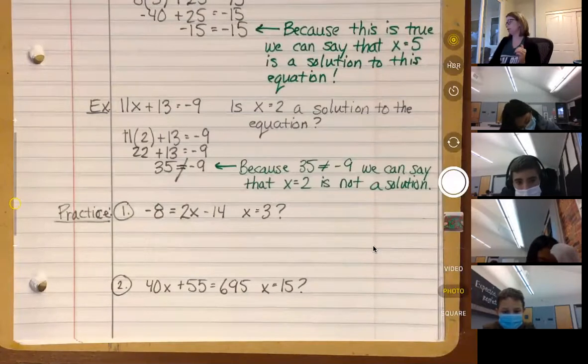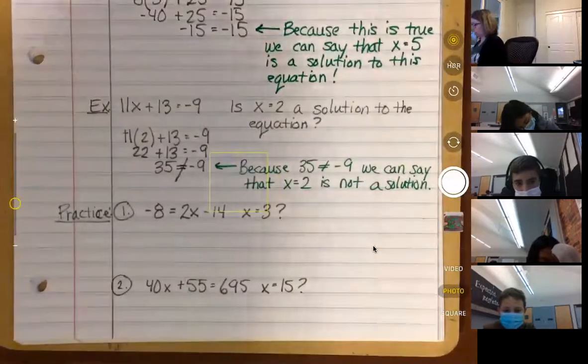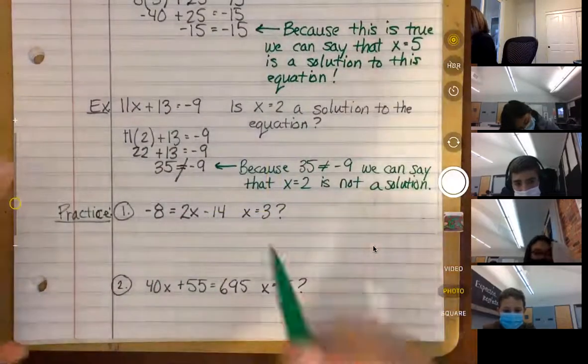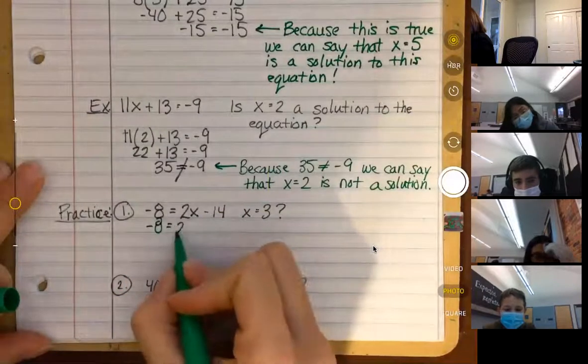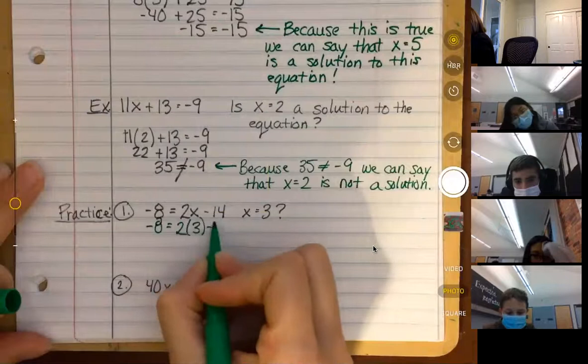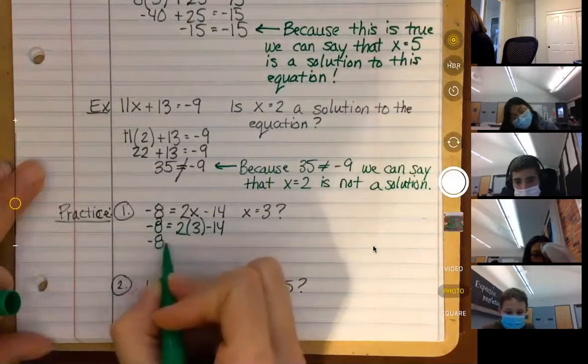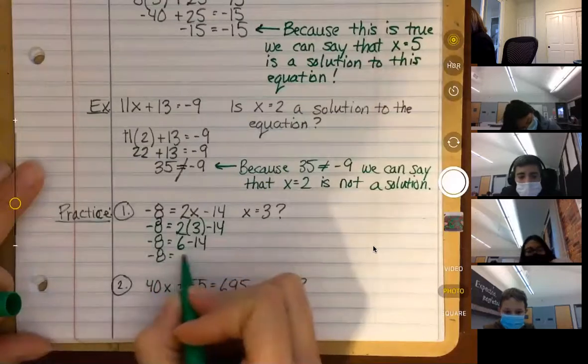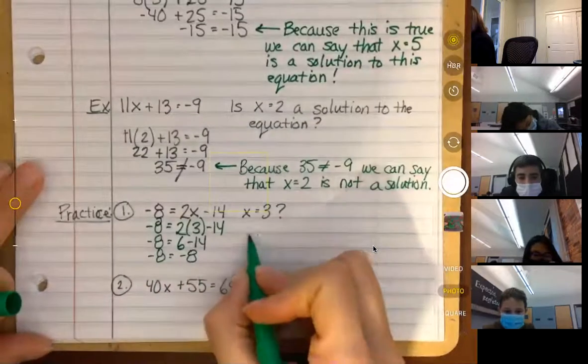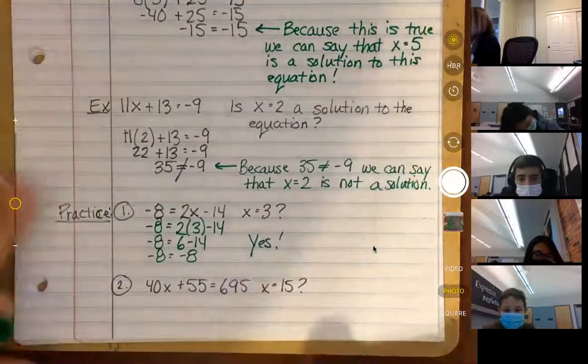All right, so yes, I would agree. I would say number 1 is true and number 2 would be a no. Okay, so this is -8 is equal to 6 minus 14. -8 is equal to -8. So we could say, yes, this is a solution.